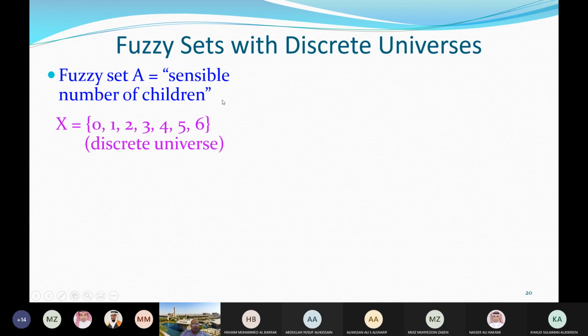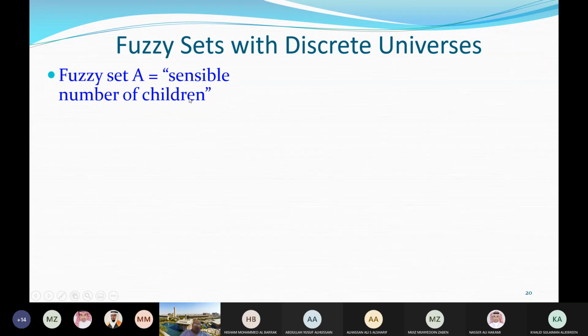So this is the discrete universe. Assume that we can define a fuzzy set of sensible number of children. So what is the sensible number of children? Somebody can say 0, no children at all, or 1 or 2 or 10, or unlimited. So you can have this X as 0, 1, 2, 3. Of course the number of children is a discrete number. This is a discrete universe of discourse.